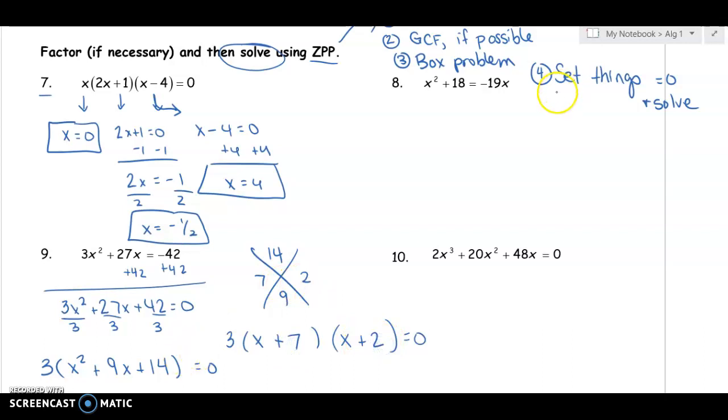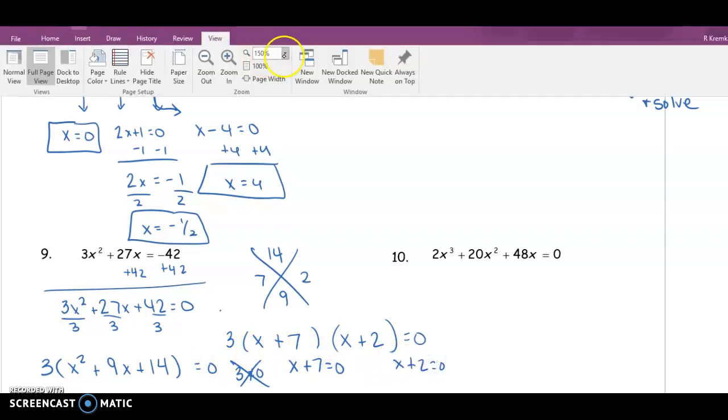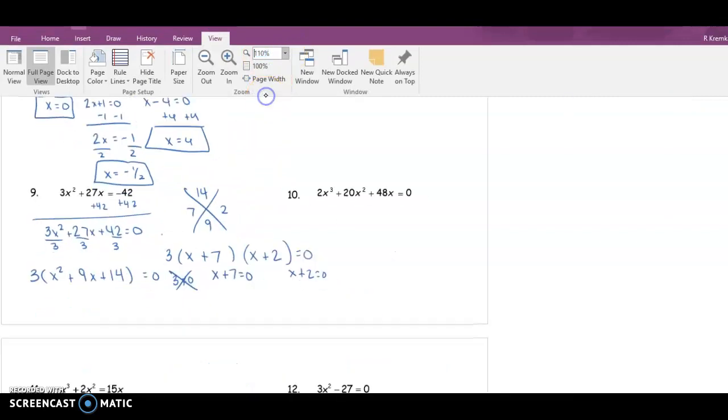And then our final step is we're going to set things equal to 0. We cannot set 3 equal to 0. That doesn't work. We can set x plus 7 equal to 0 and x plus 2 equal to 0. So that's what I'm going to do, and then I'll have my answers.